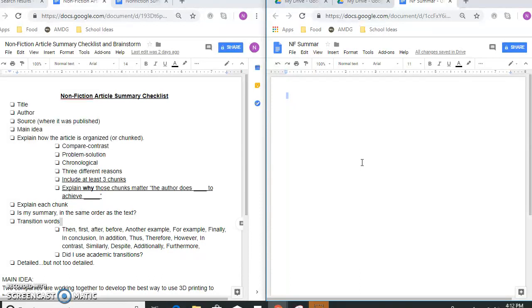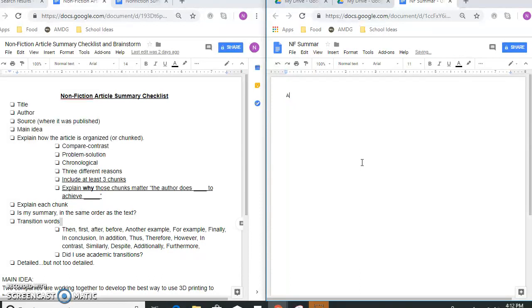My checklist tells me that I need to include the title, author, and source of where my article was published. Now, when I look at the article, I don't actually see where it was published, or who the exact author was. Instead, I only have the publishing company, PBS NewsHour. So I will just have to use that.